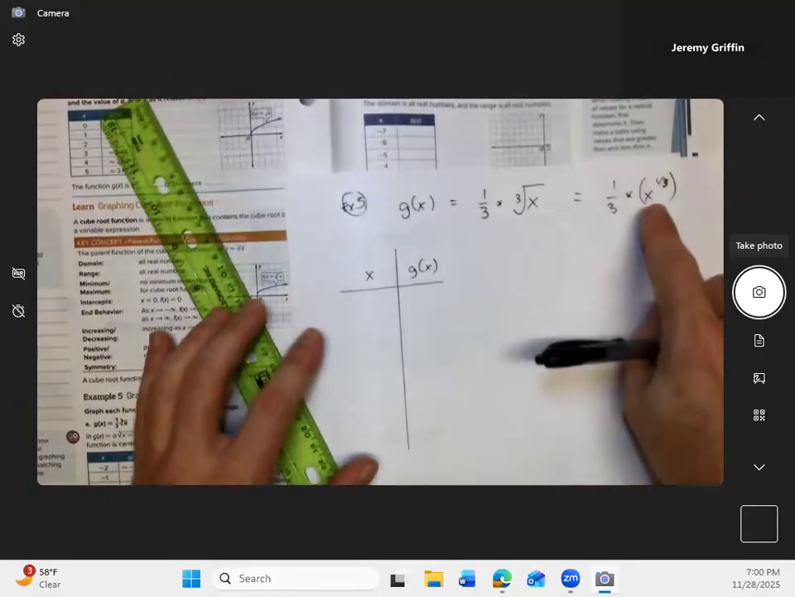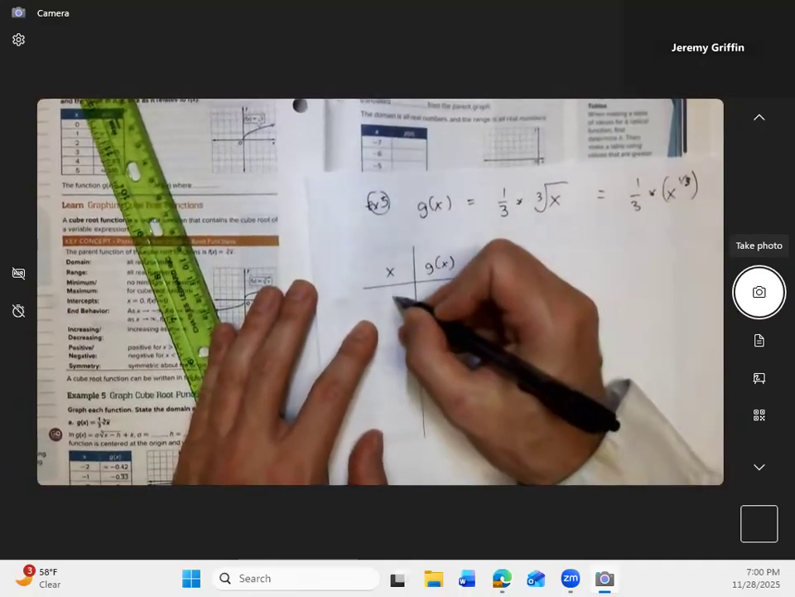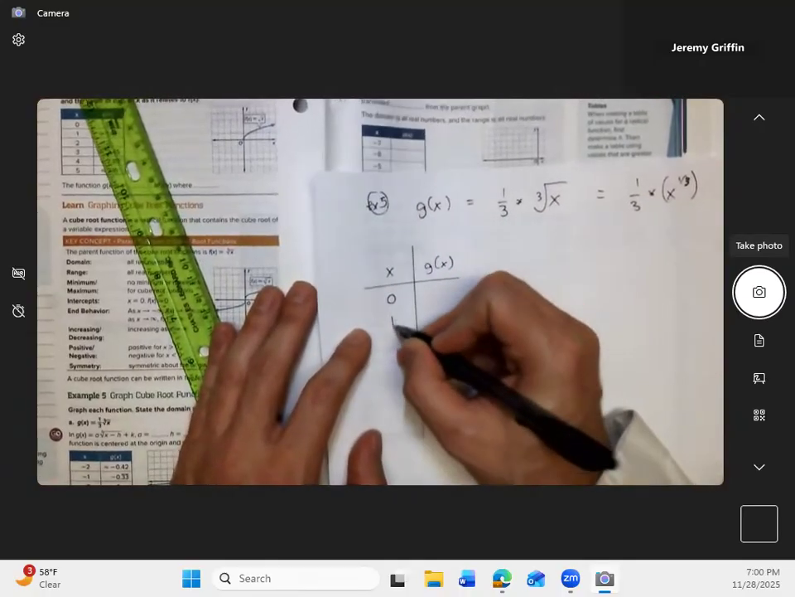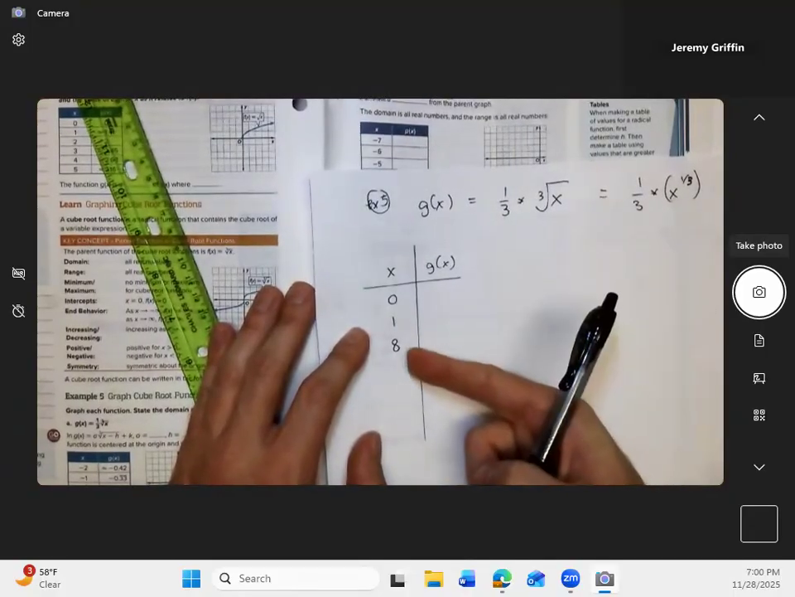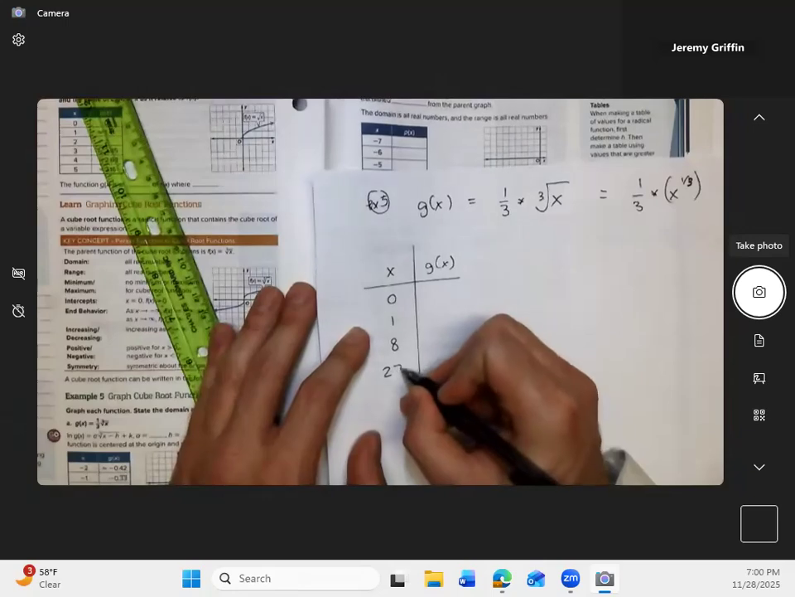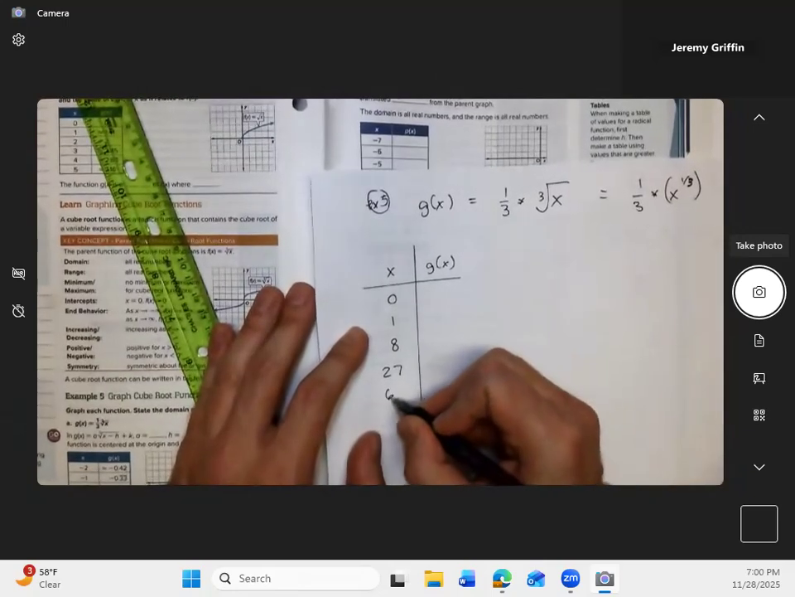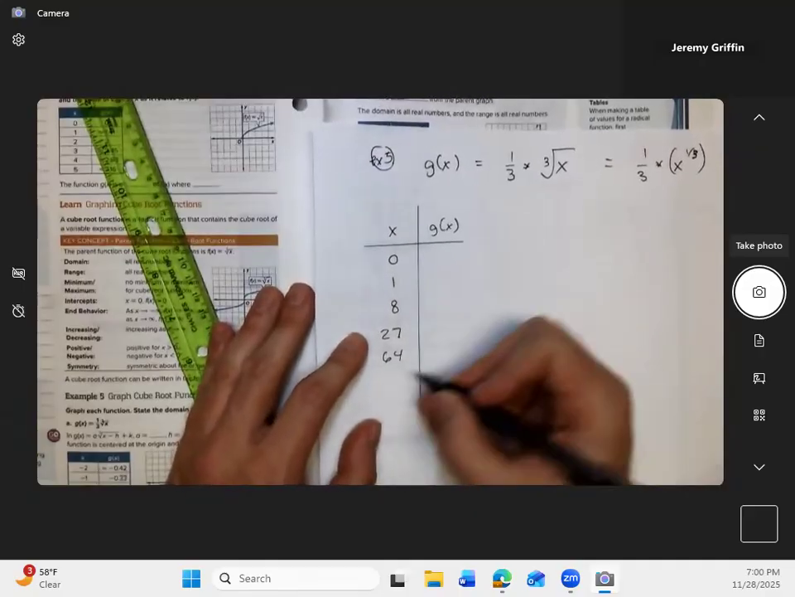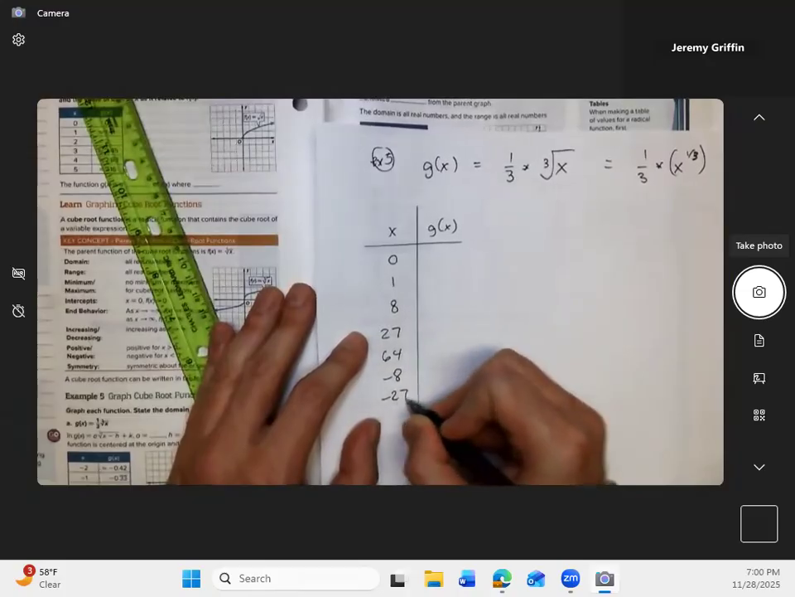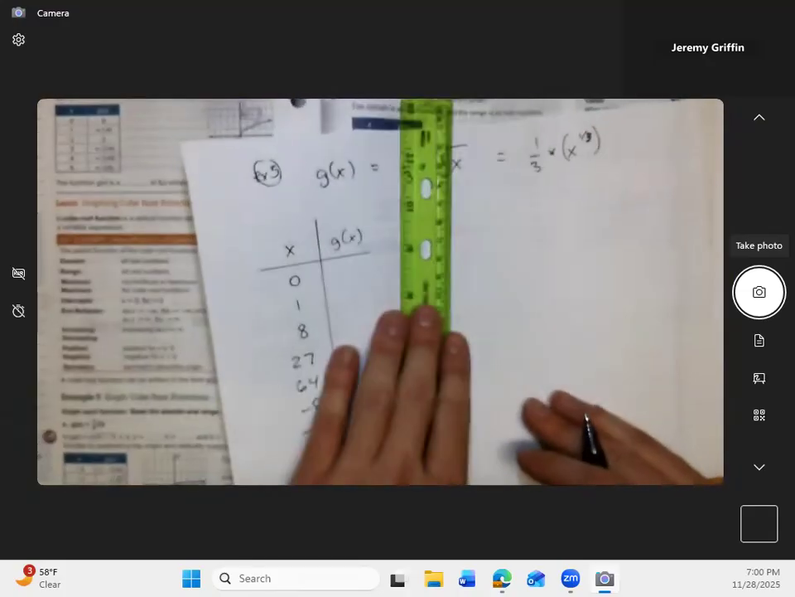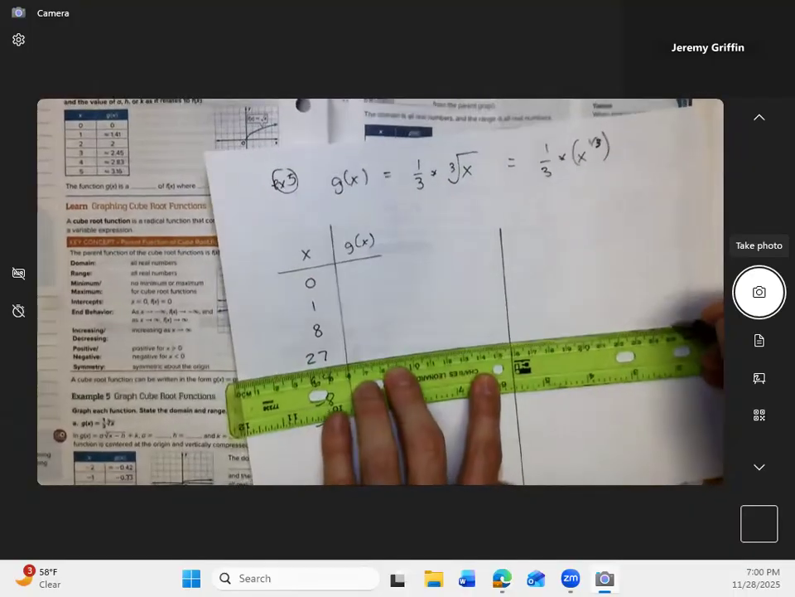Now I know some good cube roots, or I should say perfect cubes. So what are some good perfect cubes? Well, one's a perfect cube. 2 cubed is 8, so maybe I want to play around with 8. 3 cubed is 27. I can play around with that. What's 4 cubed? 4 times 4 is 16. I think it's like 64, right? You can also go negative, so I'll throw in a couple of those too. How about -8 and -27? So what would g of x be? Let's find out.